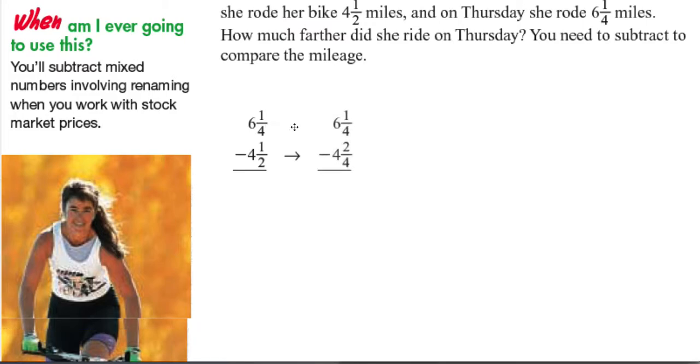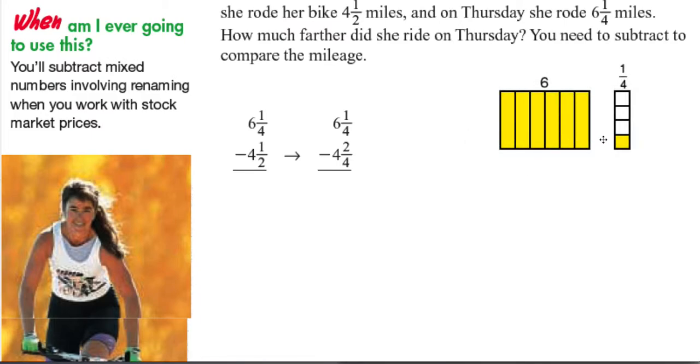If the LCD is 4, 6 1/4 does not change, and we rename 1/2 to become 4 2/4. If you think about this logically, and you have the fraction 1/4, it is physically impossible to take out 2/4 from 1/4. So what do we do? Let's use a model first.